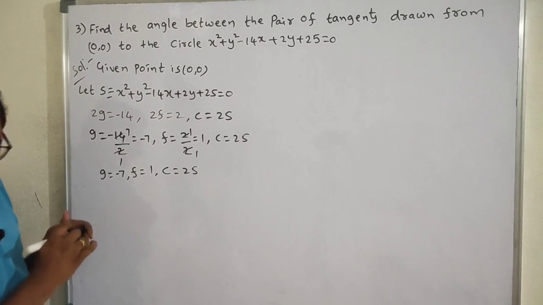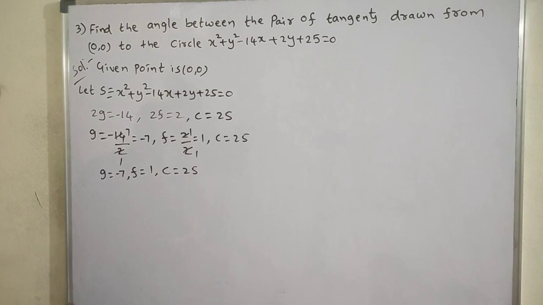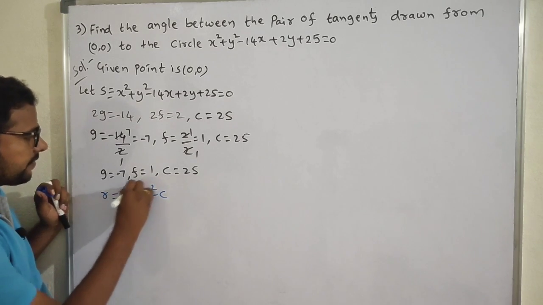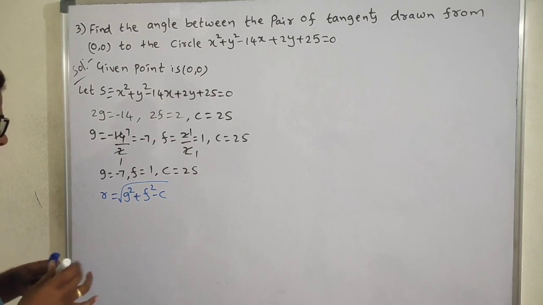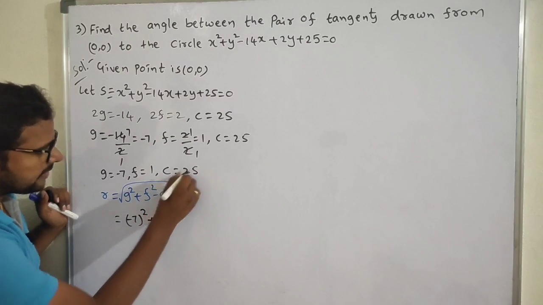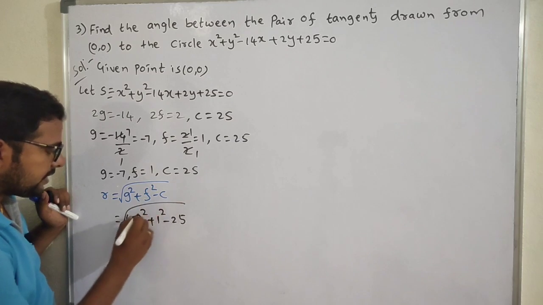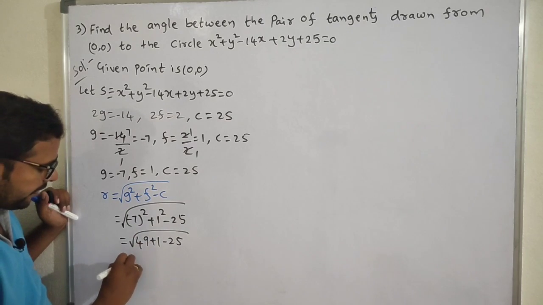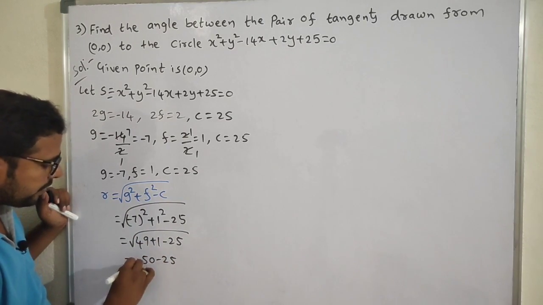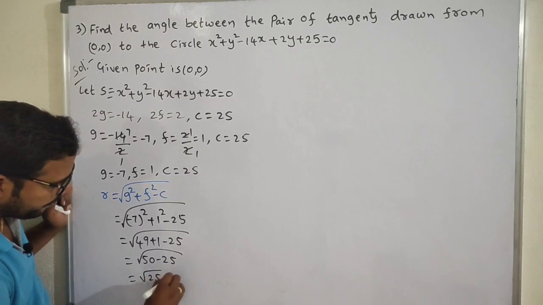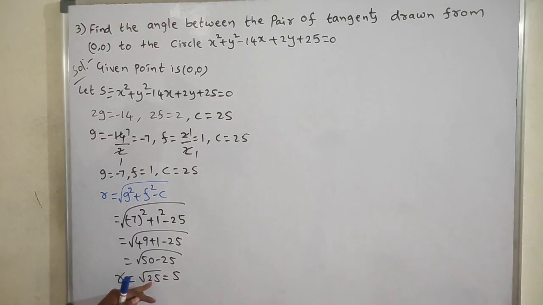Find the radius. What is the radius formula? Radius r is equal to under root g square plus f square minus c. What is the g value? Substitute: g is equal to minus 7, so minus 7 square plus f is equal to 1, so 1 square, minus c is equal to 25. 7 square is 49 plus 1 square is 1, minus 25. 49 plus 1 is 50, minus 25 is 25. Under root 25 is equal to what? 5. So the radius r is equal to 5. Root 25 is 5 square, so the square root cancels and we get 5.